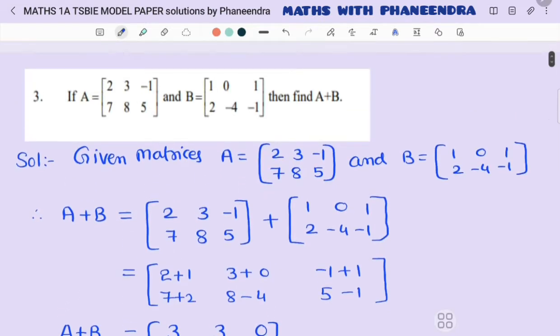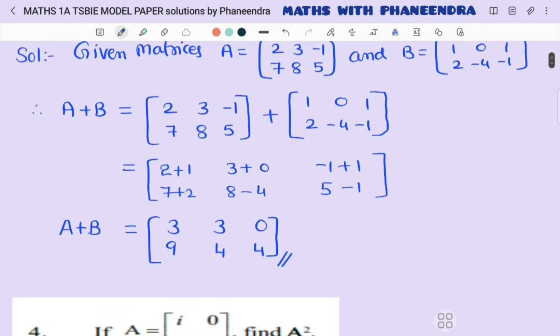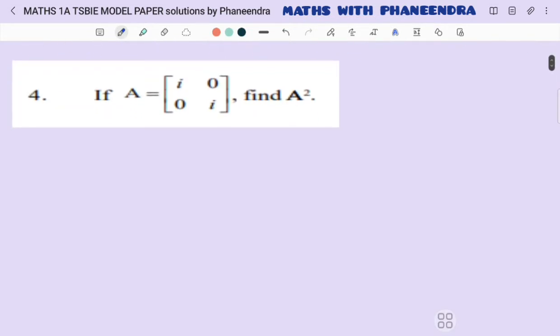So once again, corresponding elements you have to add. To add or subtract or multiply, what is the procedure? The order should be same. How many rows are there in this? 2 rows are there, 3 columns are there. Here also 2 rows are there, 3 columns are there. So then only the matrix addition is possible. The order of both the matrices is same, then only addition and subtraction will be possible. I hope you understand, dear students. We'll move on to the question number 4.